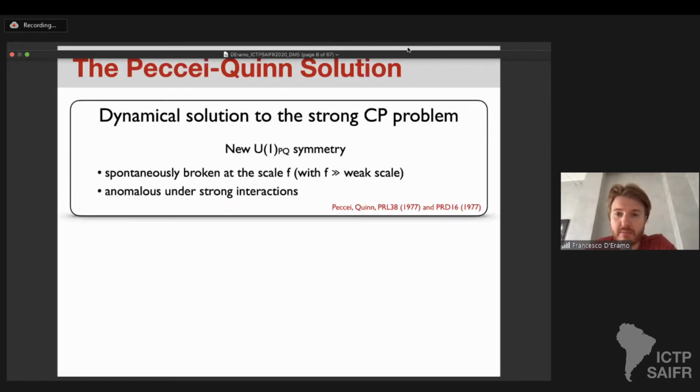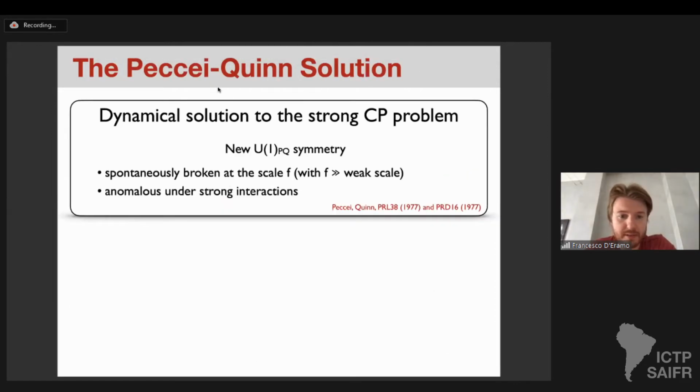Okay. Other questions? Very good. I don't see any more. Okay, so let's move on with the Peccei-Quinn solution to the strong CP problem. Here I will also be descriptive because, as you will see, there will be several layers of complicated physics.